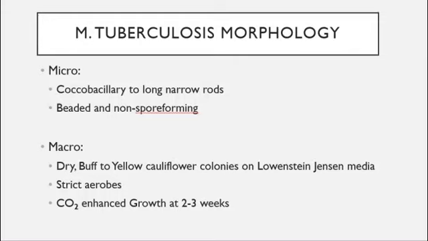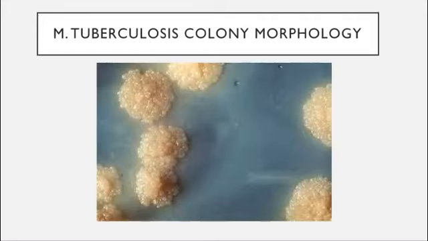For morphology, let's talk about micro versus macro. For micro, Mycobacillary to long, narrow rods, and it's going to be beaded and non-spore forming. Macro, how the media is going to look on the plates, what you can see with the naked eye. It's going to be dry, buff to yellow cauliflower colonies on the Lowenstein-Jensen media. It's strict aerobes, and of course it's going to be enhanced growth with CO2 at 2 to 3 weeks. So here are those cauliflower looking colonies of Mycobacterium tuberculosis.